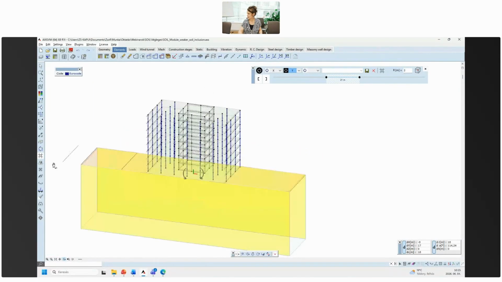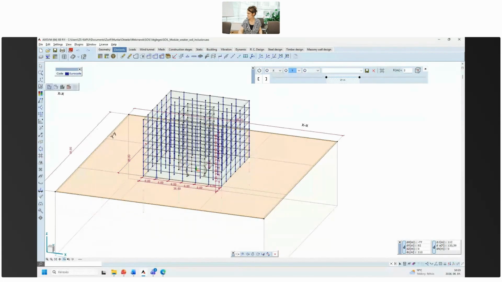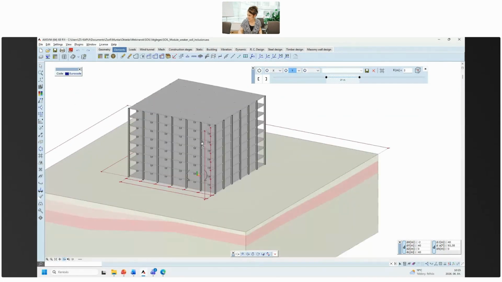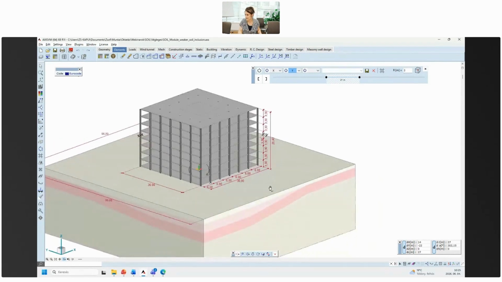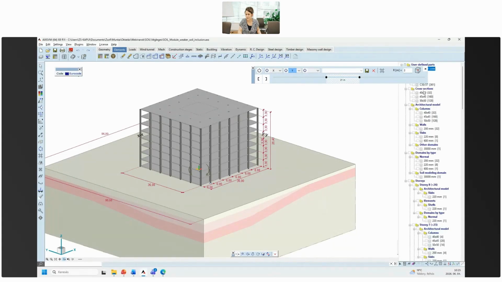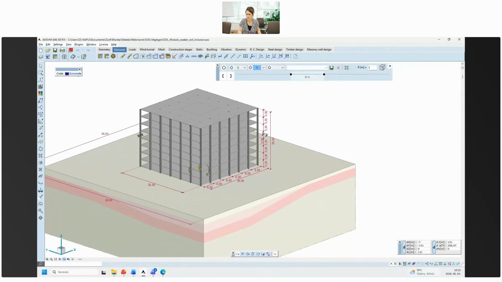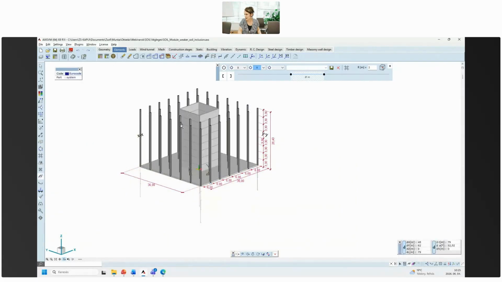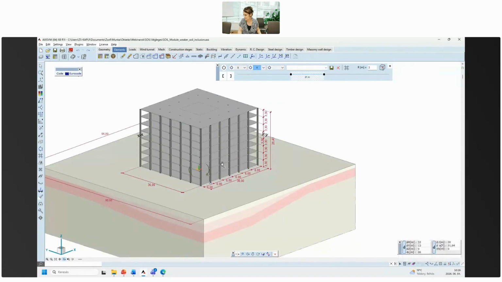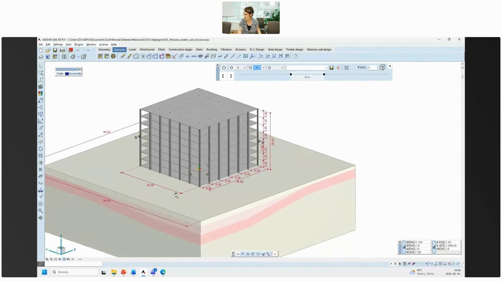So here we can see the investigated structure. It is a relatively simple reinforced concrete building with a mat foundation. It is symmetrical and has a center core, and the slabs are connected by columns. The base plane of the building is 36 by 36 meters, while the height of the building is around 26 meters.